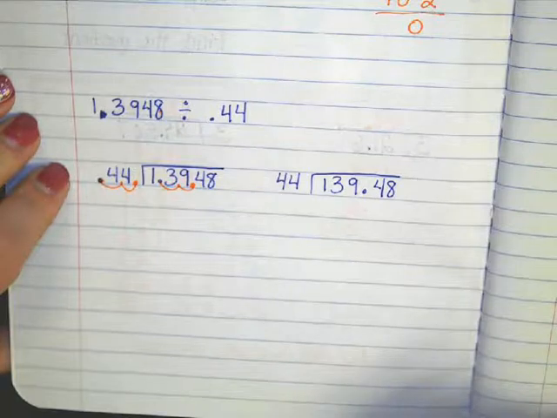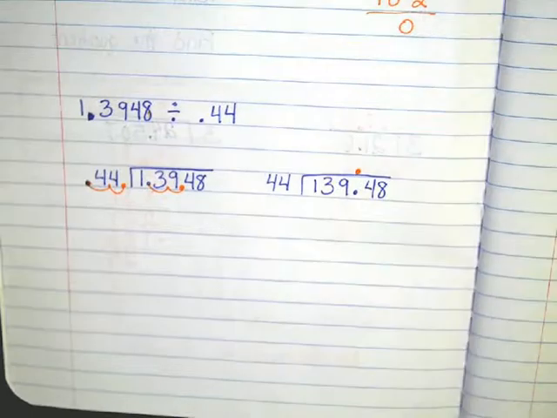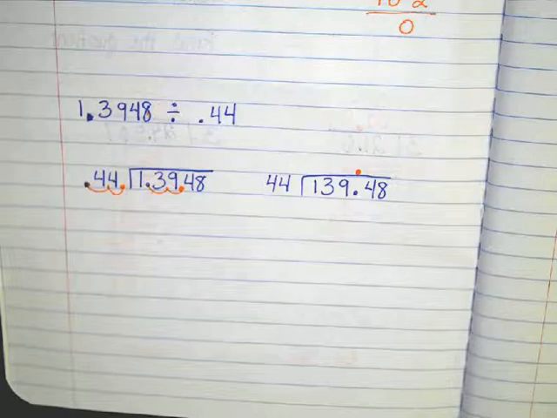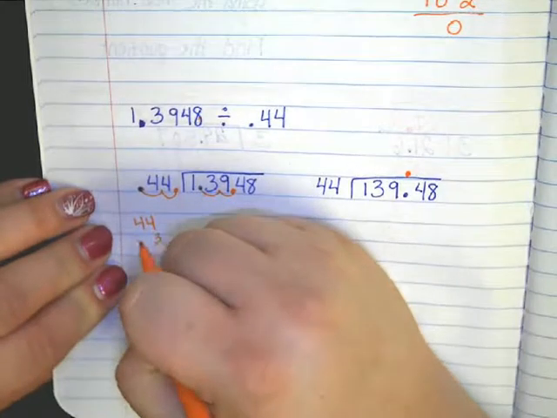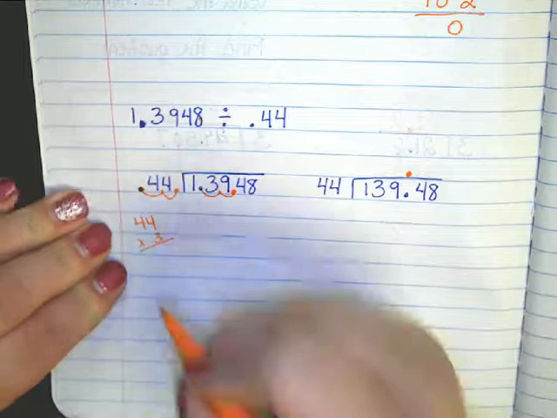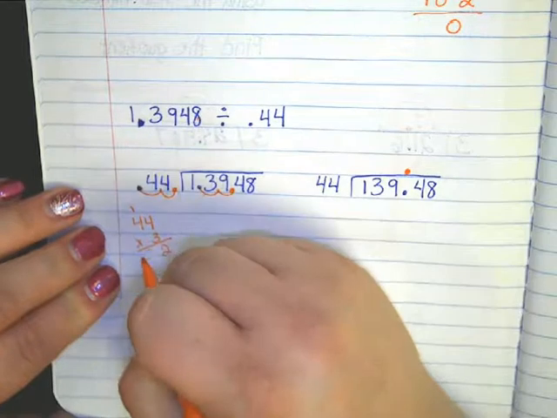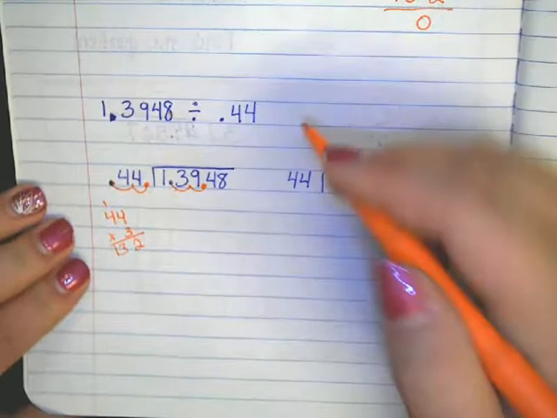Okay, now what can I do? Figure out how many times 44 into 139. Any guesses? I think it's three. Let's try 3. 44 times 3. 4 times 3 gives me 12. Carry a 1. 4 times 3 plus 1. 13. 132. Am I going to get any closer? No, because 132 plus 44 isn't going to be 139. So 3 times, subtract 132.